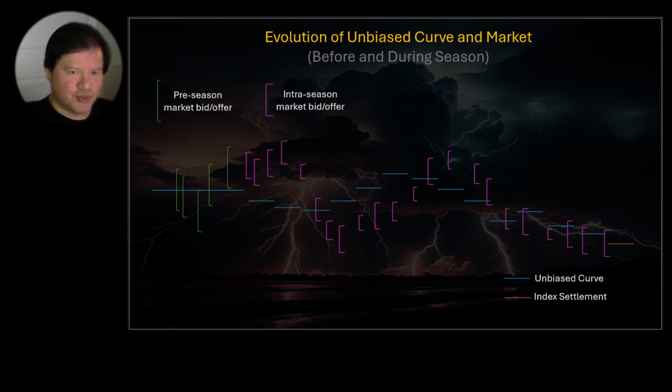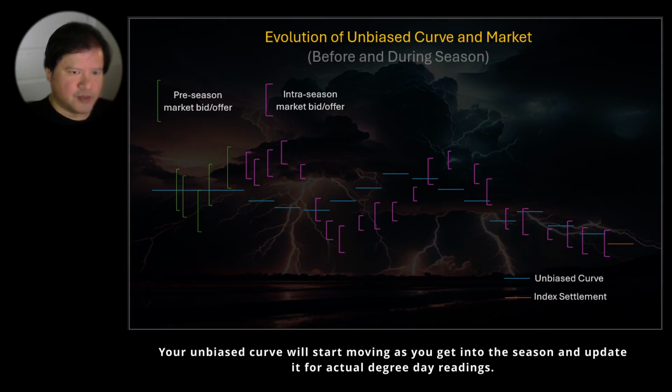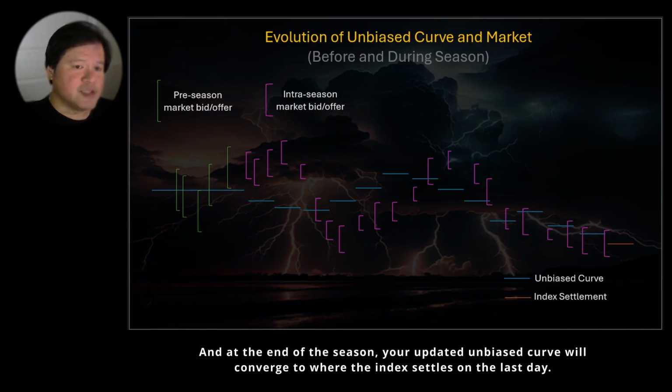Because like I mentioned earlier, your unbiased curve is going to start moving as we get into the season and actual readings start coming in. And at the end of the season, you'll see that your constantly updating unbiased curve will actually converge to where the index is going to eventually settle.